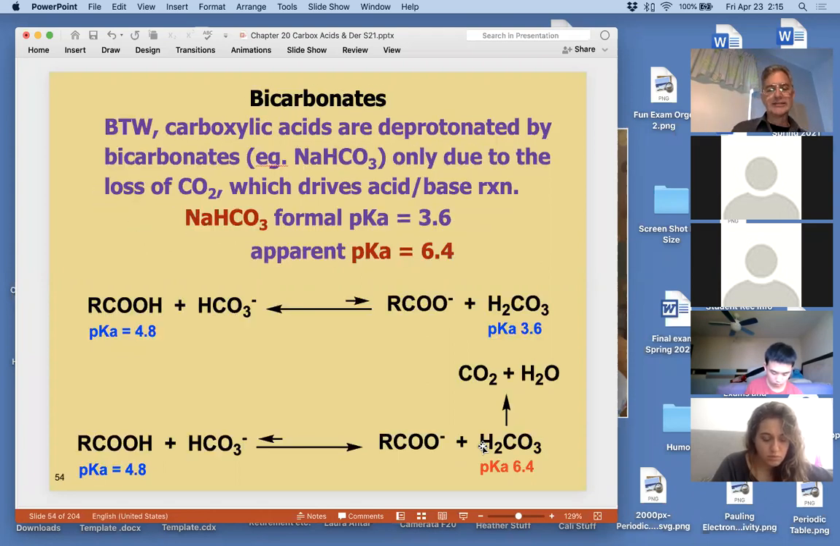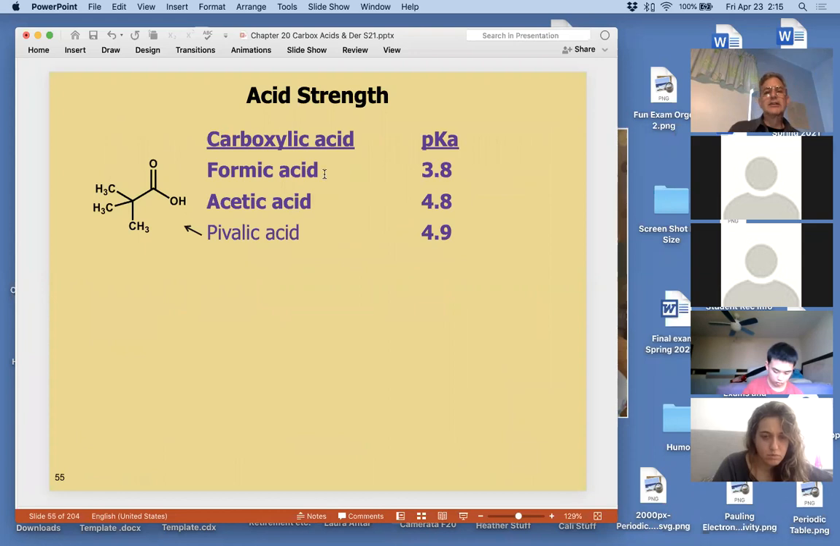Okay, so let's talk about acid strength now in a more general sense. Formic acid is stronger than acetic acid. Generally, they teach that that is because the methyl group is an electron donating group, right, compared to hydrogen, and therefore acetic acid is less acidic. I don't buy that. Okay, it's more likely due to the better solvation of the formate anion, the same way alkoxides work.